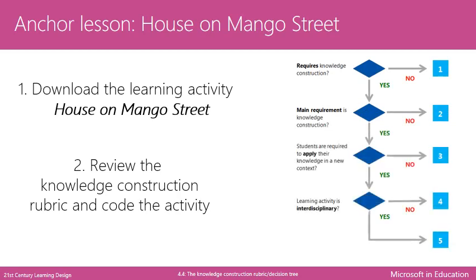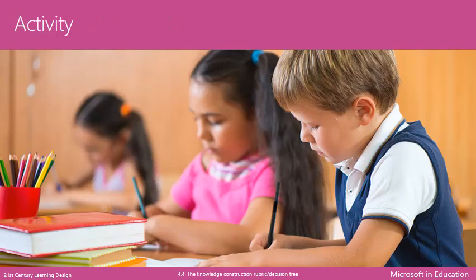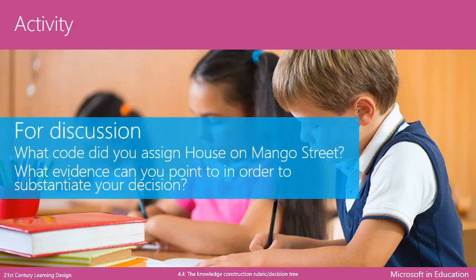In deciding how to code it, you need to be able to point to evidence in order to justify the code you select. Remember, you are not looking for what you think you might do. Instead, you are looking for evidence to support the code you are giving this learning activity. Having examined the House on Mango Street, please indicate the code you assign this learning activity. We would encourage you to join the discussion area where you can share your views on how you coded this learning activity. What code did you assign the House on Mango Street activity in terms of knowledge construction? What evidence can you point to in order to substantiate your decision?